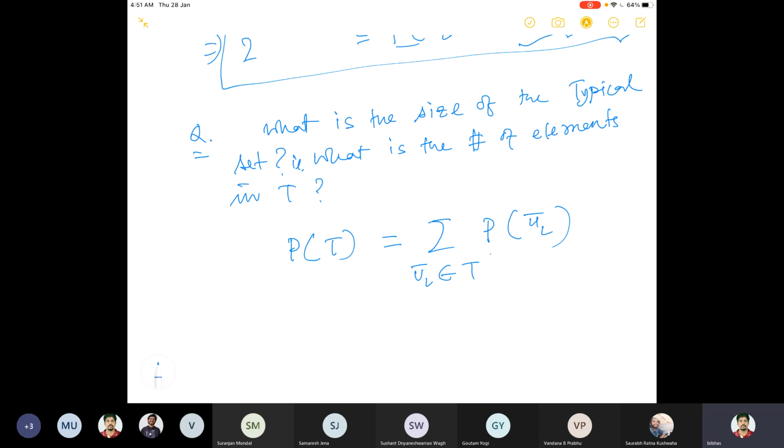Now, I do not know how many such sequences are there in the typical set. So in order to find a bound, I can always say that this is less equal to mod of T, the number of elements in T, times the minimum over u_L bar in T of the probability of u_L bar. Can I write it this way?